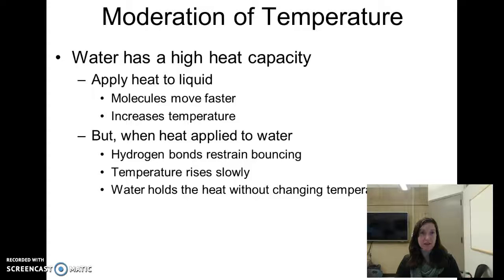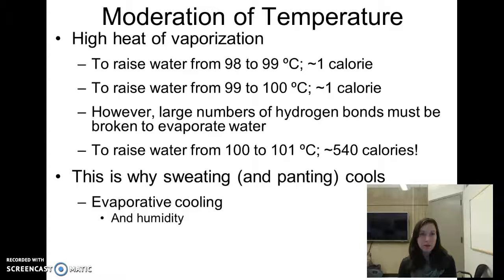Water, as you apply the same amount of heat, doesn't bounce as quickly because those hydrogen bonds act like little leashes holding the molecules together. So they will bounce back and forth and temperature will rise slowly and only get to 212 Fahrenheit or 100 Celsius. As we get to that boiling point, we're applying heat.